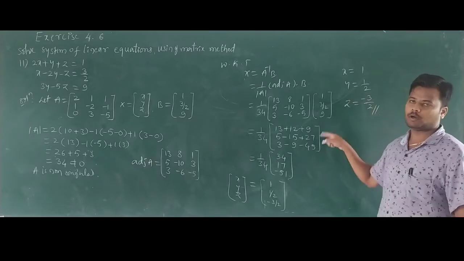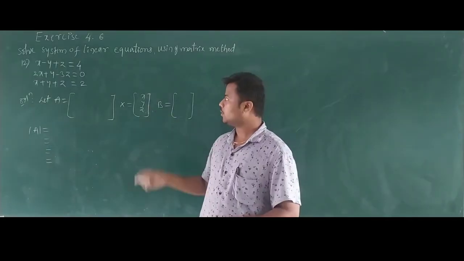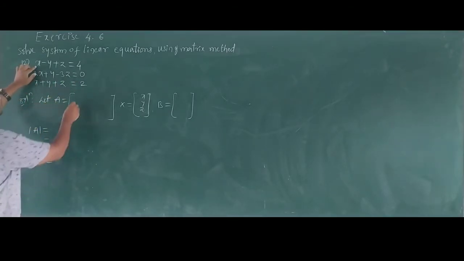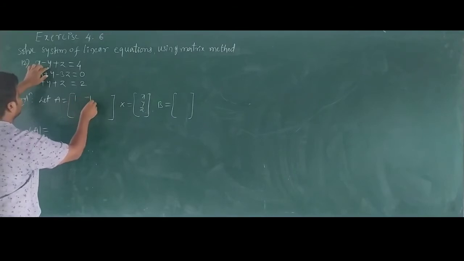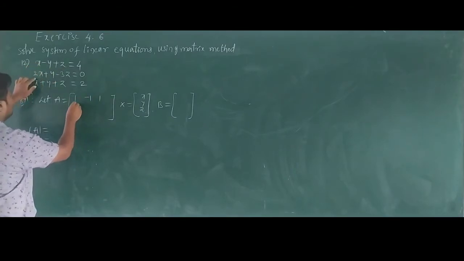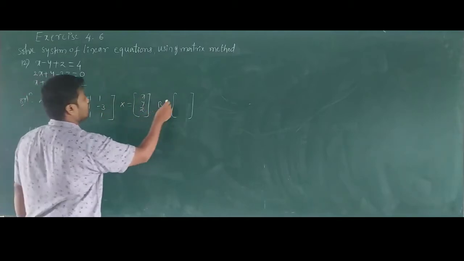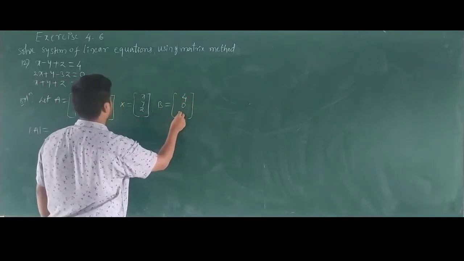Okay, now next the 12th one. X minus y plus z equals 4. 2x plus y minus 3z equals 0. X plus y plus z equals 2. So here again the coefficients are 1 minus 1 1, 2 1 minus 3, 1 1 1. The variables are x, y, z. The constant terms are 4, 0, 2.